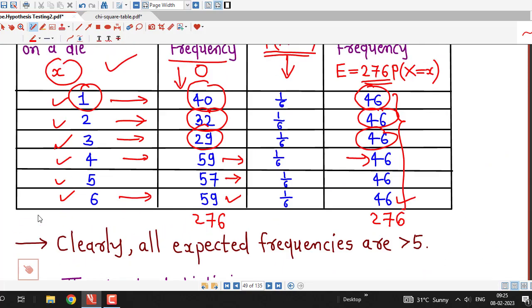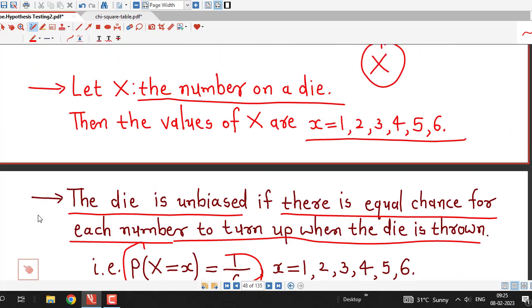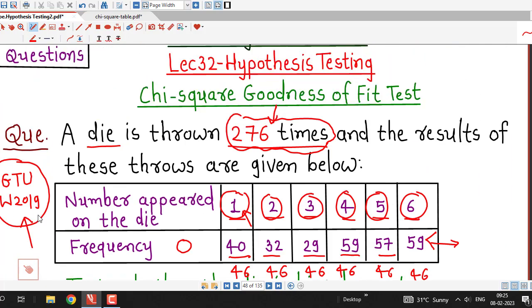So this is a very simple question. You have to understand that here they have given these observed frequencies, and you can see there are different chances for each number to turn up. But if the die is unbiased, then there must be equal chances for each number to turn up. These are the observed data, and we can see there are differences here, and from this we get the idea that the chances are that the die is biased.